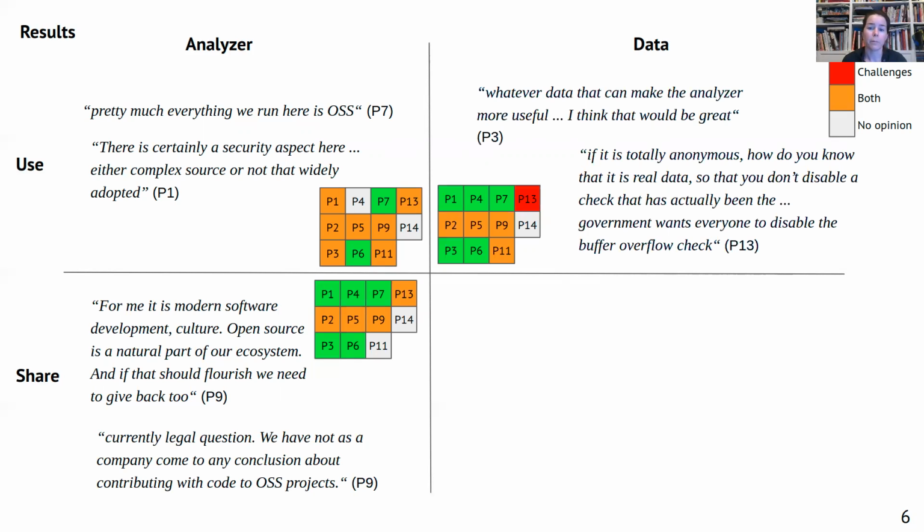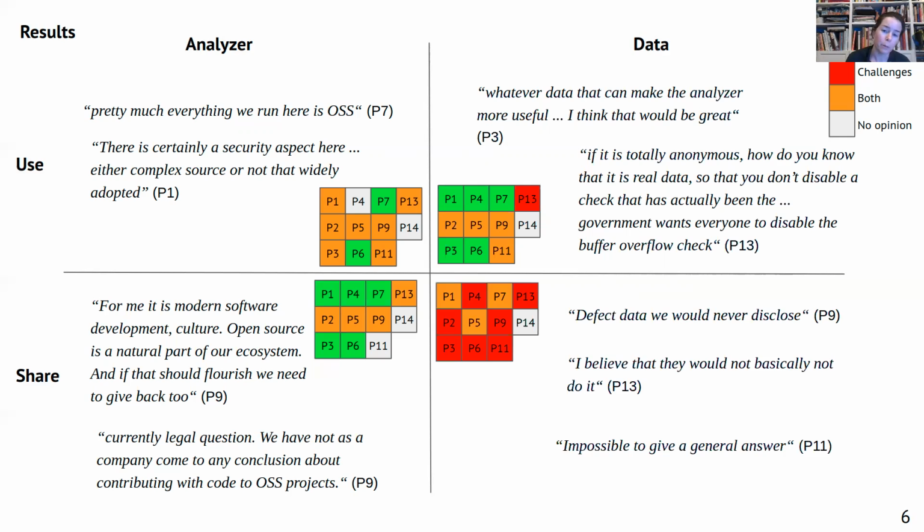And then moving on to data. Again, primarily positive, but at the same time, also 1 participant only saw challenges. Illustrated here, if it is totally anonymous, how do you know that it's real data so that you don't disable a check that has actually been, and then a little bit further down, some government wants everyone to disable a buffer overflow check, for instance. And at the same time, they were positive. So whatever data that can make the analyzers more useful, I think that would be great.